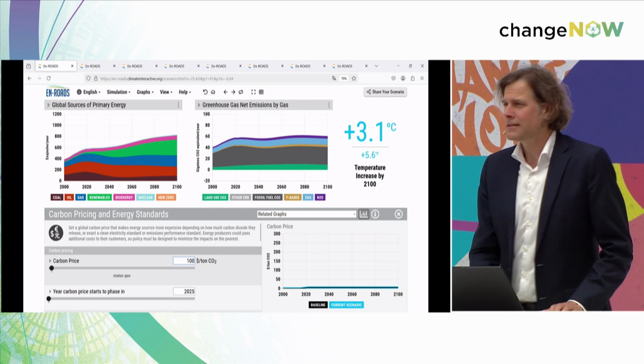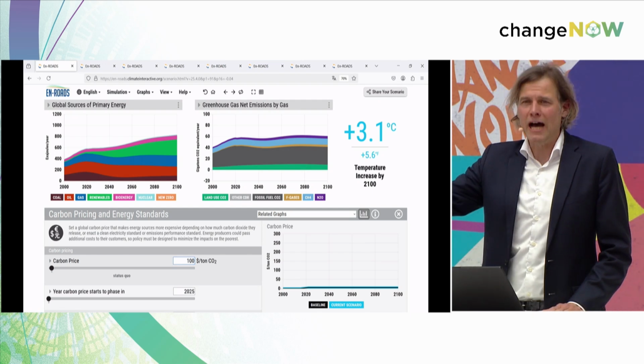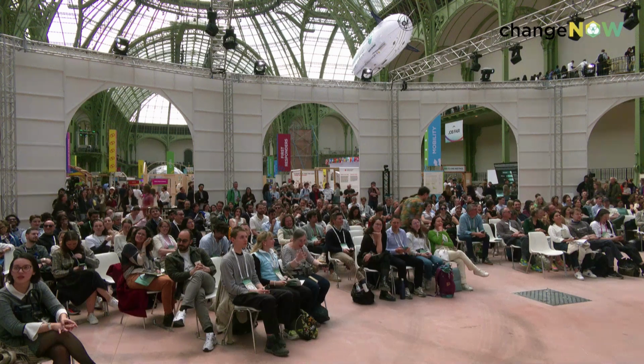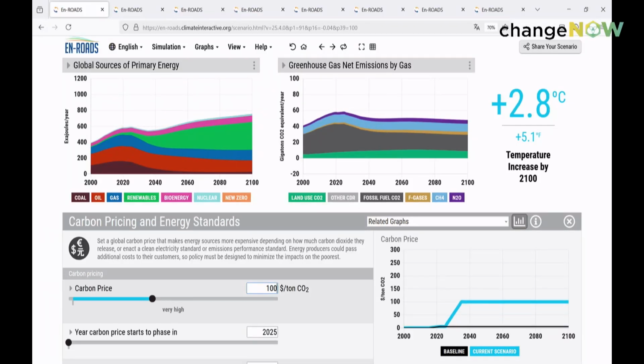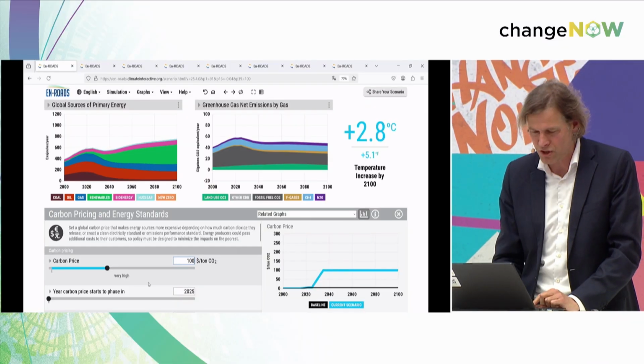Are you ready? Okay, louder. Are you ready for a carbon price of $100 per ton? Okay, thank you. Here we go. 3.1 to 2.8. So the impact of the carbon price is much higher than from the climate solutions before.